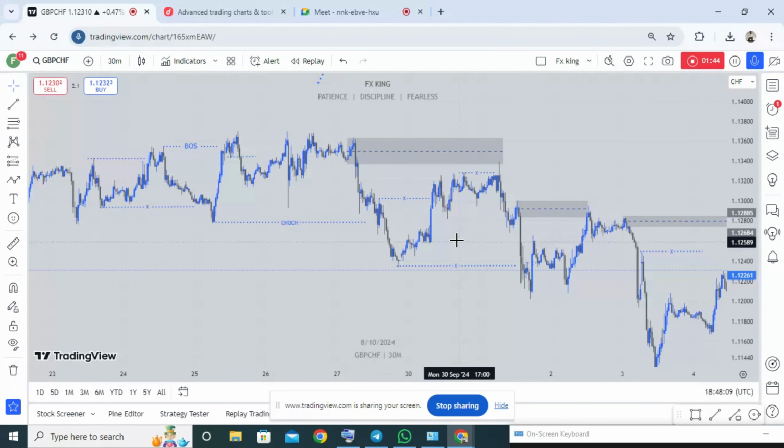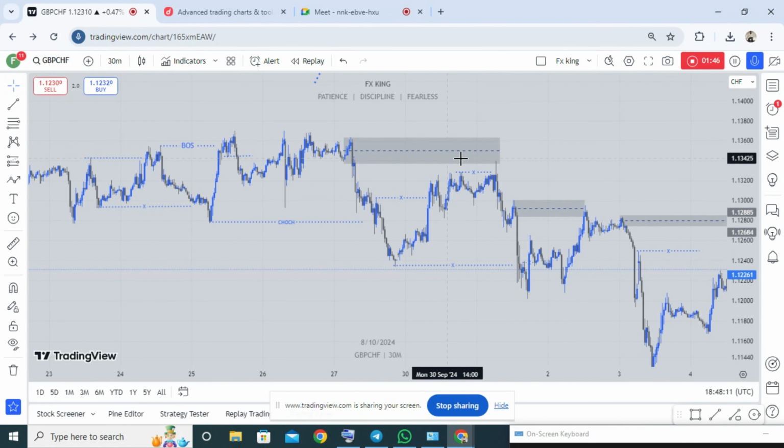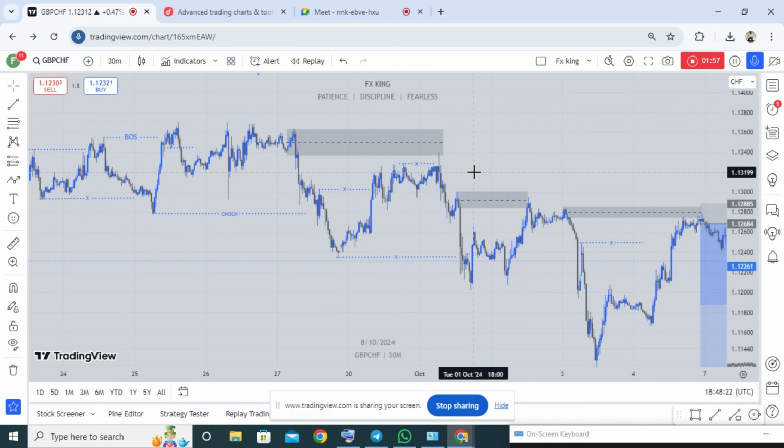Yes. So this is where you should have looked to sell. I should have gotten into this position somewhere around here, but I did not get in. I was sleeping. That day I was sleeping.